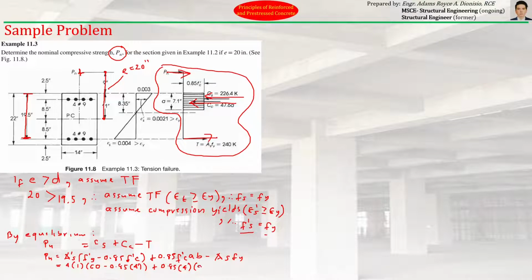Times B, ito yung B natin, yung width, 14 inches. Minus AS, yung sa tension reinforcement naman, we have 4 number 9 pa rin, so 4 times 1. Kasi nga 1 inches squared yung area ng isang number 9 na bar, times Fy na 60. Okay? So if we will try to simplify that, we'll just try to simplify that. That will be 4 times 60 minus 0.85 times 4 minus 4 times 60.